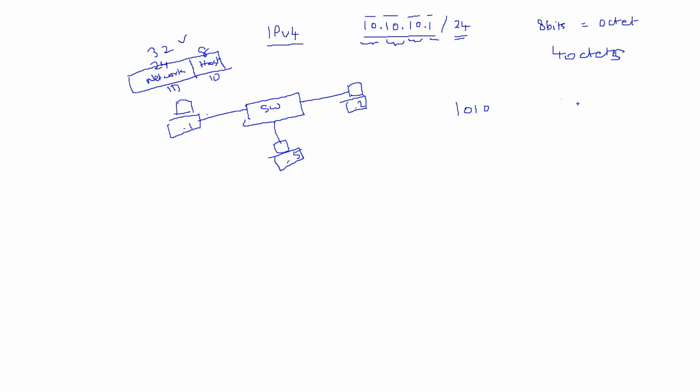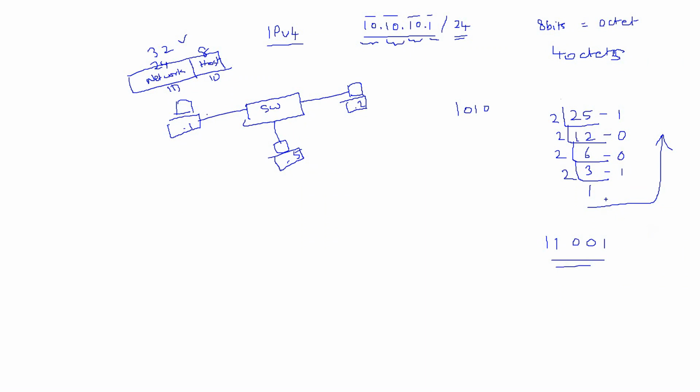Let's not take 10 initially. Let's take the example of 25. If you had to convert 25 into binary, you would divide by 2. How many times does it go? It goes 12 times, and the remainder is 1. Again, by 2 it goes 6 times, and the remainder is 0. Next, again by 2, it goes 3 times, 3 into 2 is 6, so the remainder is 0. Next, it is divisible 1 time, and the remainder is 1. Now read it in reverse, which is 11001. 11001 is the binary of the decimal value 25.